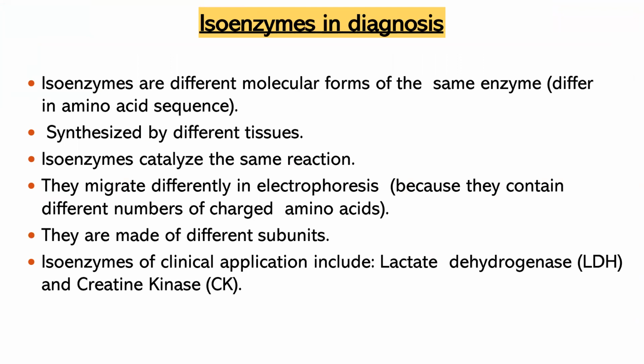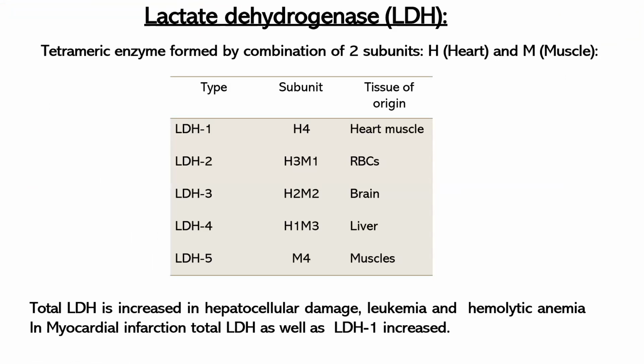Isoenzymes can also be used in diagnosis because they're different forms. Sometimes the indication of one form may be indication of a certain disease state happening. The isoenzymes with clinical applications include LDH and creatine kinase. You'll see in the next slide.